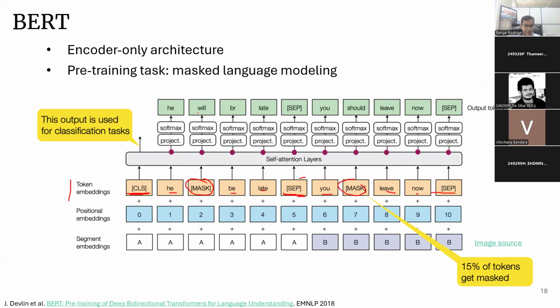He will be late. And you should leave now, like that. Predict the masked words. And it also has to show whether the second sentence is actually the next sentence of the first sentence. In the actual sentence sequence, the second sentence is the next sentence given the first sentence. So it's called NSP, next sentence prediction.